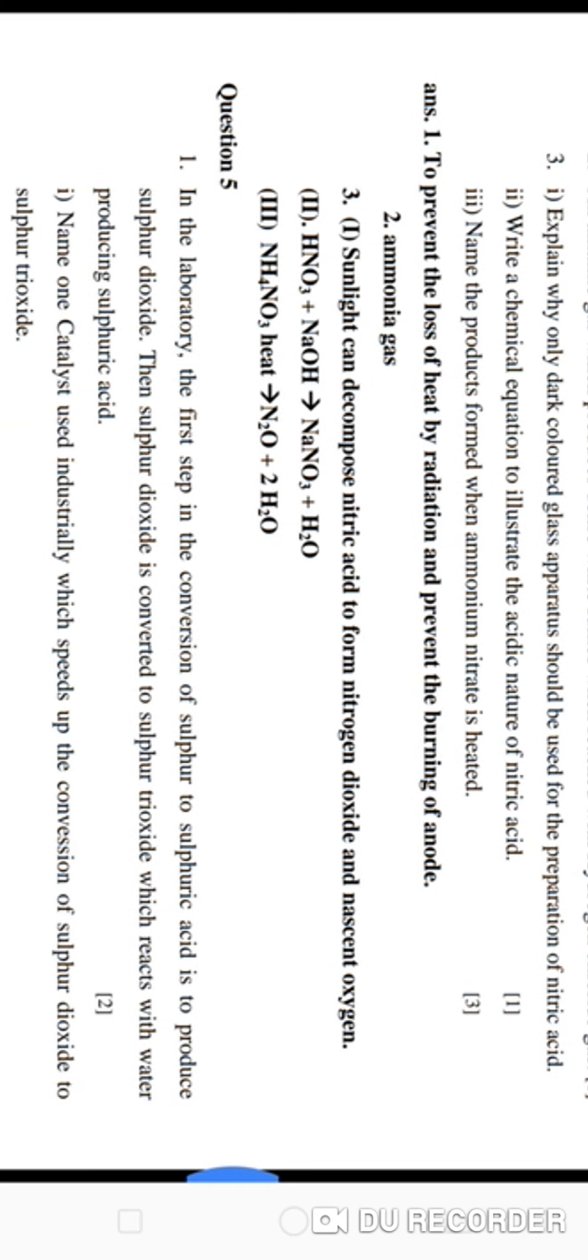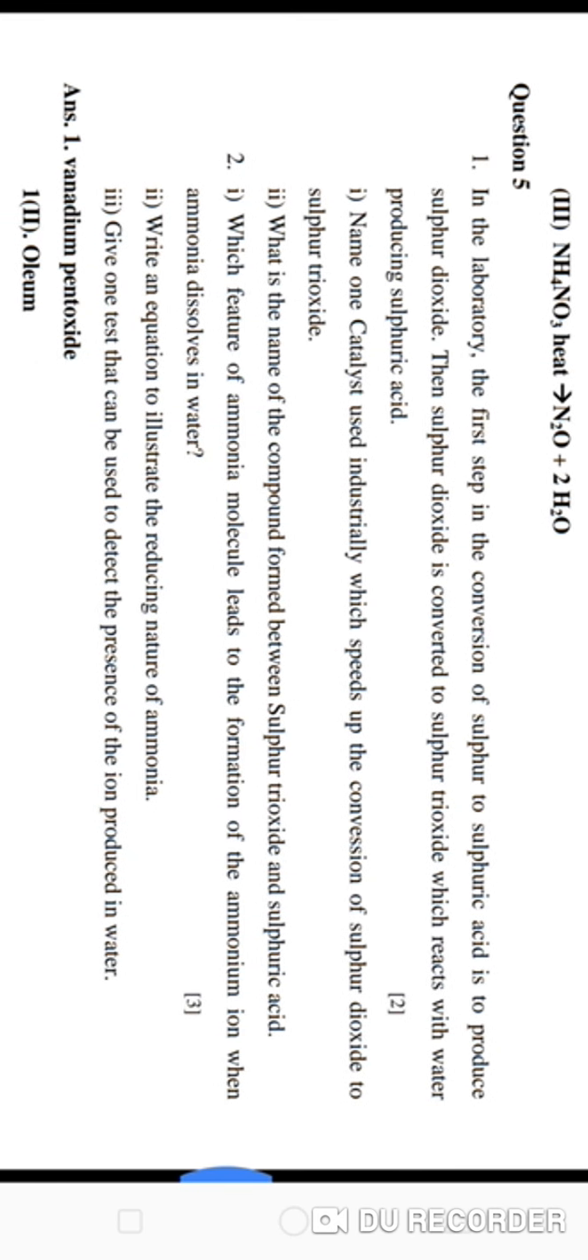Next is the electrolysis of alumina using the Hall-Héroult process, which is covered with powdered coke. Why? To prevent the loss of heat by radiation and prevent the burning of the anode. And the alkaline gas which produces dense white fumes is ammonia gas. And a dark colored glass container should be used for preparation of nitric acid, because sunlight can decompose nitric acid to form nitrogen dioxide and nascent oxygen.